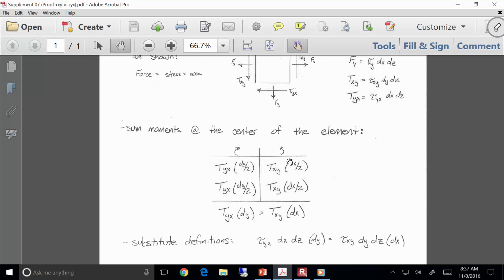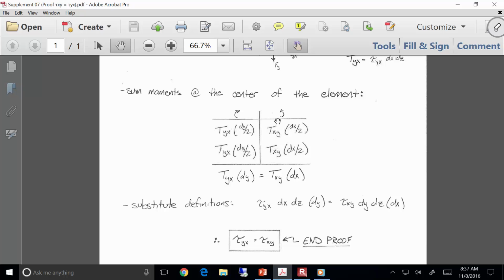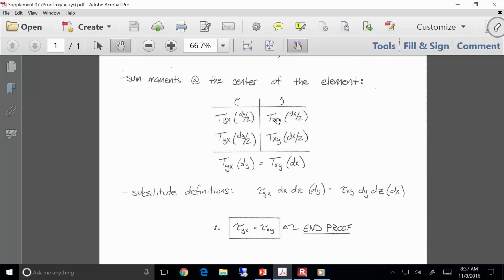For instance, this tau yx was the stress times the area, and tau xy, stress times the area. Look at these: dx, dz, dy. Everything's multiplied. Cancel all that out, and there you go. So the shear stresses are always going to be the same. Everybody all right with that?